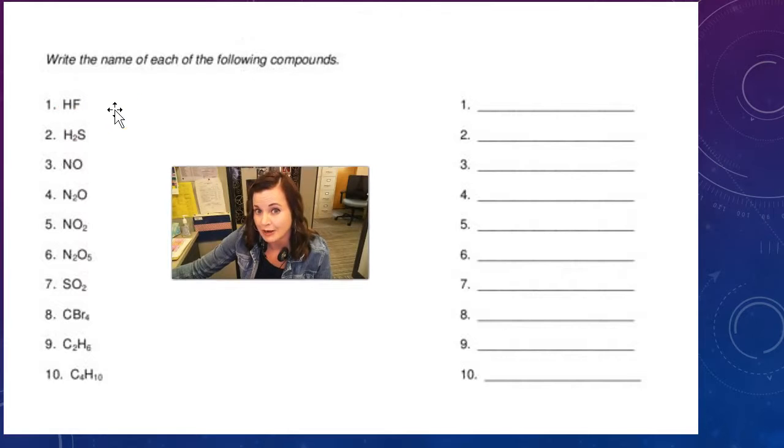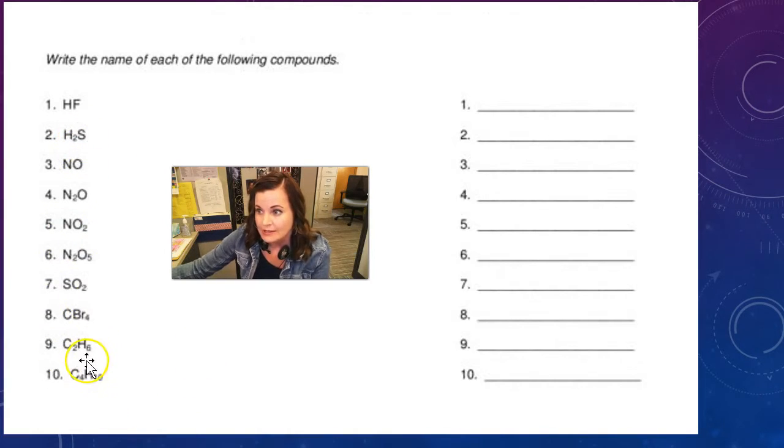HF, hydrogen monofluoride. The other part of the rule, of course, is that just like with ionic compounds, you drop the ending of the second part and you add IDE, okay? So instead of hydrogen monofluorine, you say hydrogen monofluoride. For H2S, instead of saying dihydrogen monosulfur, you say dihydrogen monosulfide. Okay, always IDE. So that's really important.